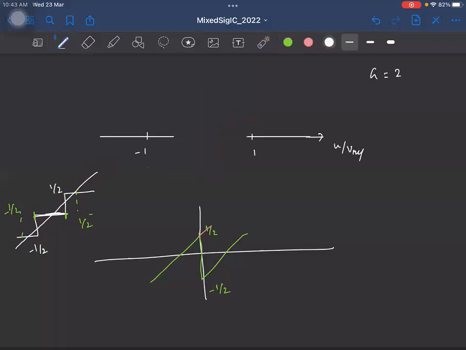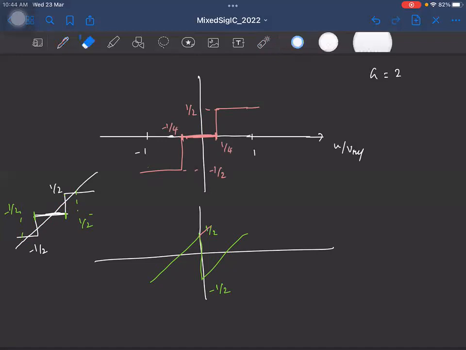We add an additional level at like this. Okay. So this again the 1/2 and minus half. This will be 1/4 and minus 1/4. So now how will the quantization error look like?